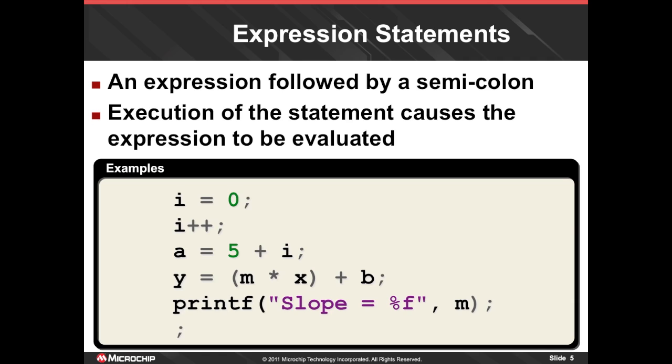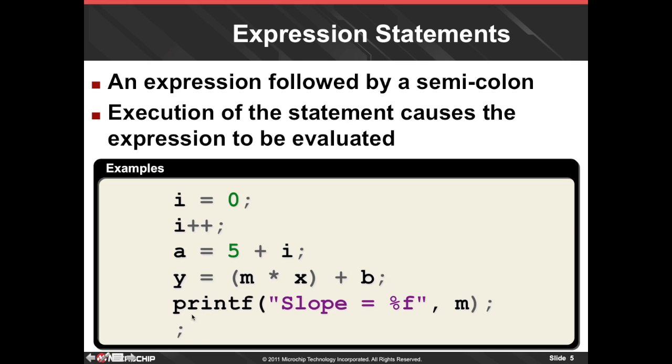Printf, this statement causes the print function to be evaluated, and in the example on the slide here, if the value of M is 5, the result would be slope equals 5 output in the UART window. We don't use the printf, but you can if you want to try it. I've never actually tried to use it, but it might be fun to experiment with that. See if you can get it to work and show me.